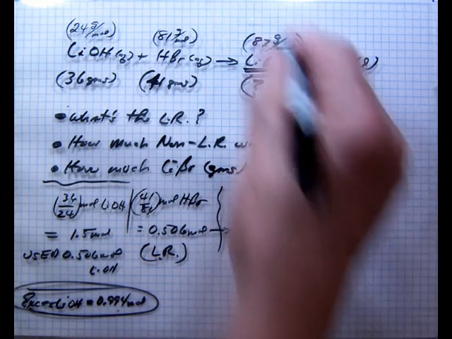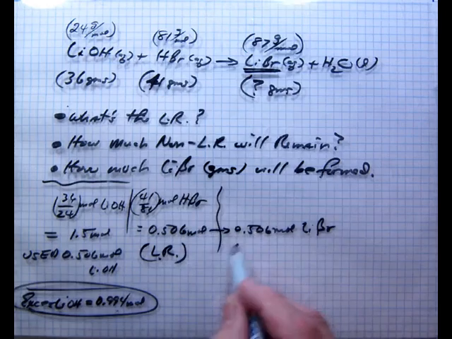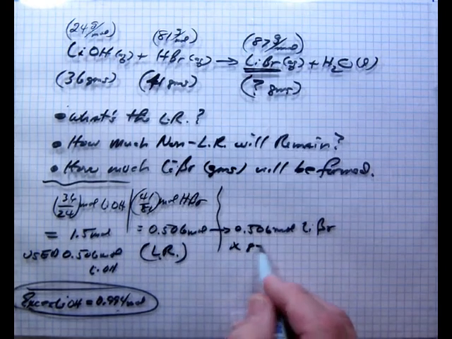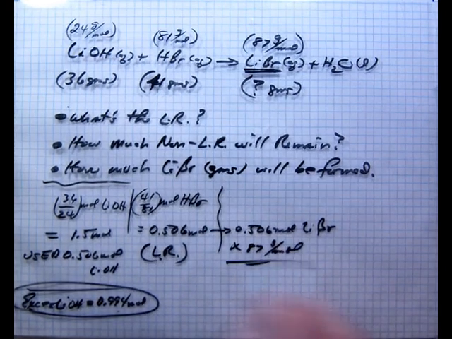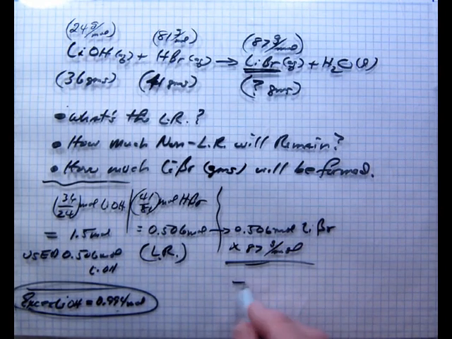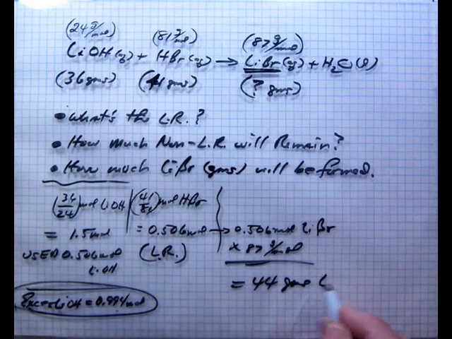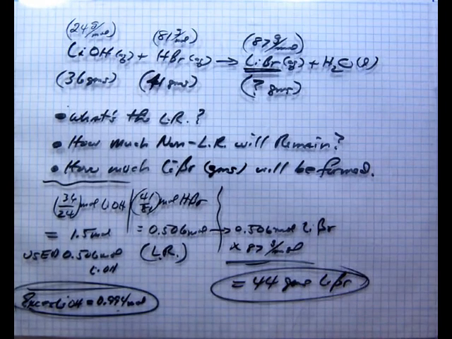Now the question was, what is the mass generated? Well, if we worked it in moles like this, then all we have to do is multiply times 87 grams per mole. That equals 44 grams of lithium bromide generated in that problem. Okay.